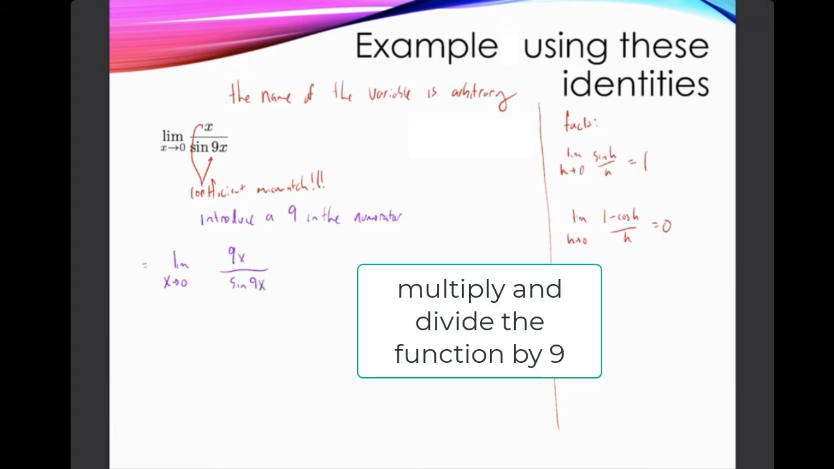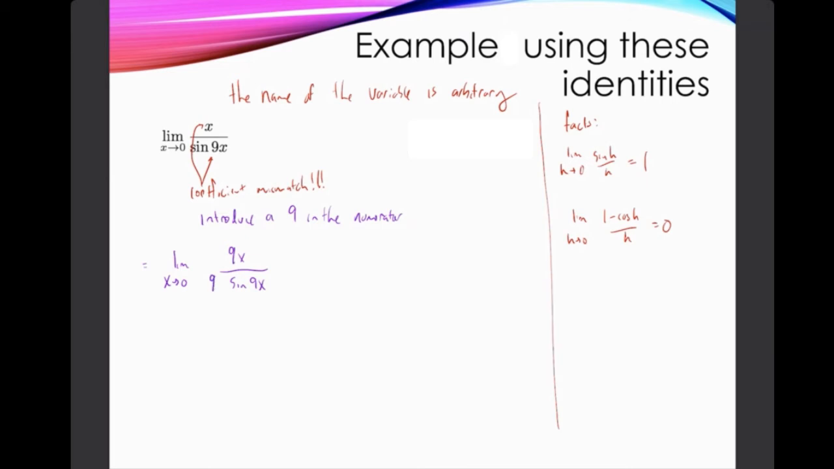That'll scale the value of the limit by 9. And so I've got to also put 1 down there. So what I did was I multiplied by 9 over 9, which is just equal to 1. And I can multiply by 1 all I want.